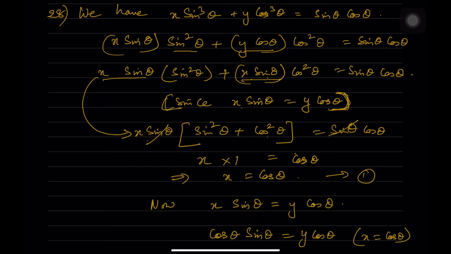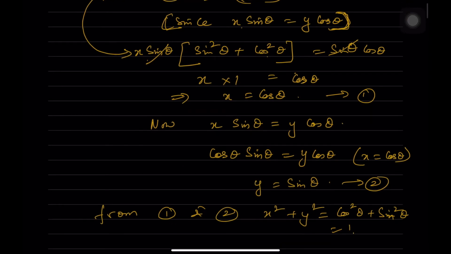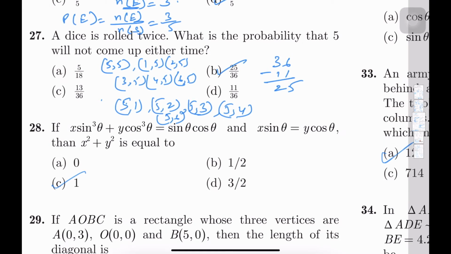Now you know that x sin theta is equal to y cos theta. This is given. So in the place of x I can write cos theta, isn't it? So cos theta sin theta is equal to y cos theta. So I can cancel out cos theta and cos theta. So y is equal to sin theta I am getting from this. So therefore from 1 and 2 you can get x square plus y square is nothing but equal to cos square theta plus sin square theta, which is equal to 1. So the answer is nothing but 1.